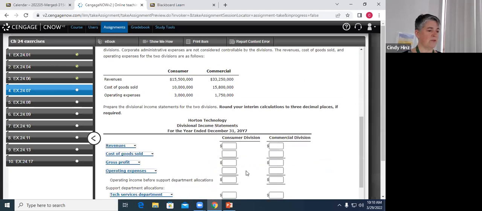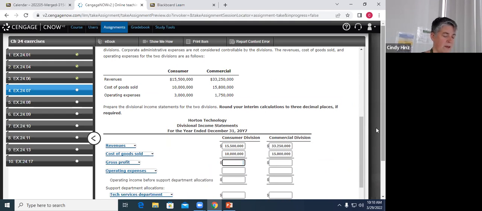So let's start with the information we have that is direct information. We have revenues and cost of goods sold and operating expenses for the consumer and commercial divisions. So this is not anything new. We're just going to be entering those data from the consumer and commercial divisions. Gross profit, you've known how to calculate that since chapter 4. Actually, it's chapter 5. Chapter 5 in this textbook. Still, it was a long time ago.